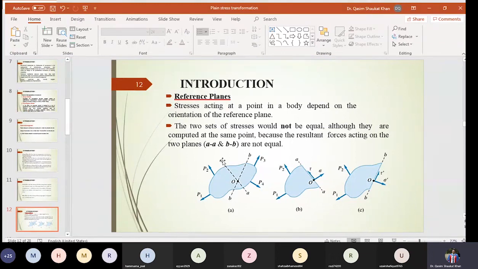You can see your plane AA and plane BB, they are passing through the point O. The two sets of the stresses would not be equal, although they are computed at the same point, because the resultant forces acting on the two planes AA and BB are not equal. The resultant forces you can calculate, you can see the area. The area in the two cases is different. So the resultant forces acting on the two planes will not be equal. Is this point clear?